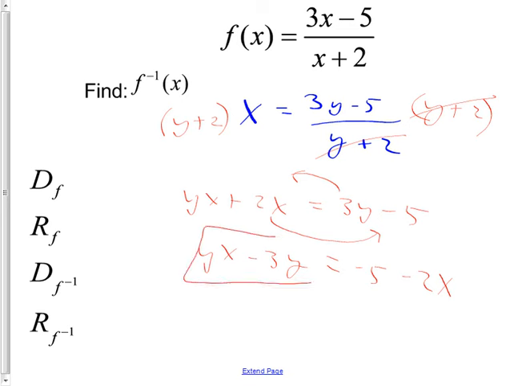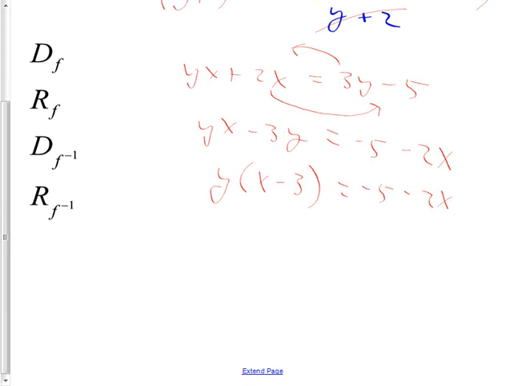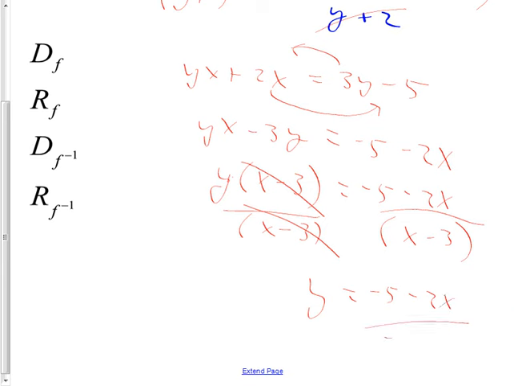Now I have y's in both of these. Do you remember what to do? Factor out the y. That's a key moment where either you know how to do that or you don't. And then the last step, it's just to get the y completely alone. It's being multiplied by this, so you're going to divide it by (x - 3) in parentheses, just to be safe. y = (-5 - 2x) / (x - 3). And all it would take is for one negative to be wrong in that, and you've got it wrong. So be careful.